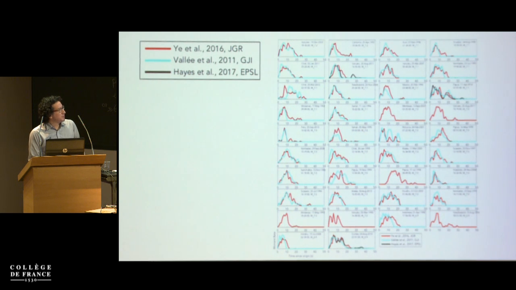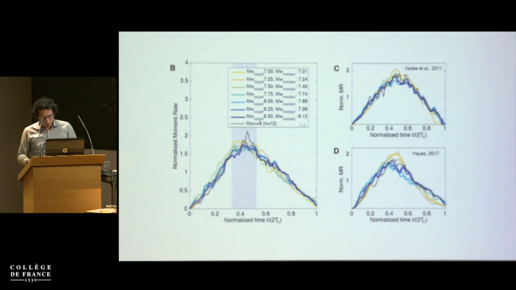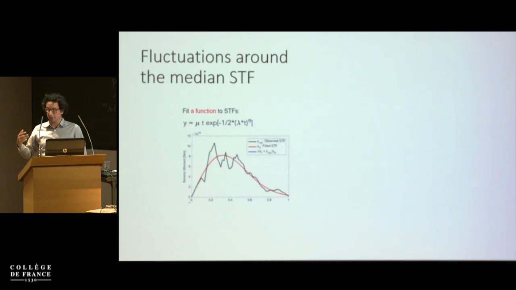But if we go to the statistical properties and we plot the 3 catalogs in the same way, again, we find that they all produce pretty much the same result: that the stack of all these source time functions is simple and independent of magnitude. All right, so that's about the commonalities, the median.